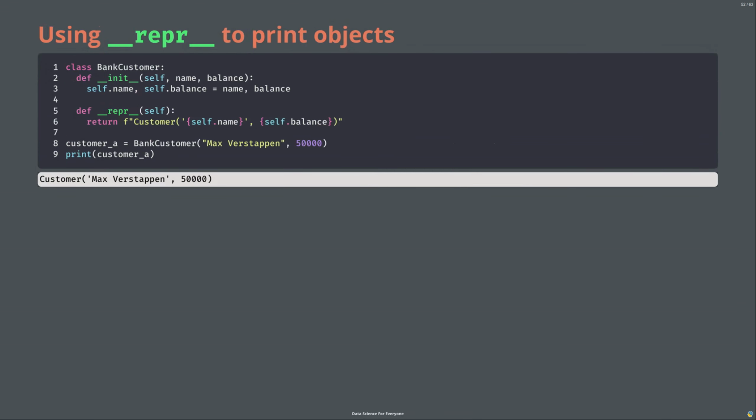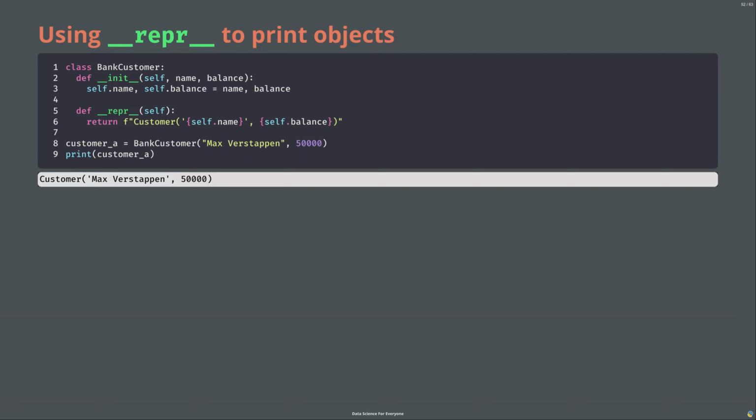Let's start with the __repr__ method. We define it to take just one argument, self, and have it return a string. Inside, we use an f-string. This means placing f right before the quotes, so we can insert variables inside the curly braces.